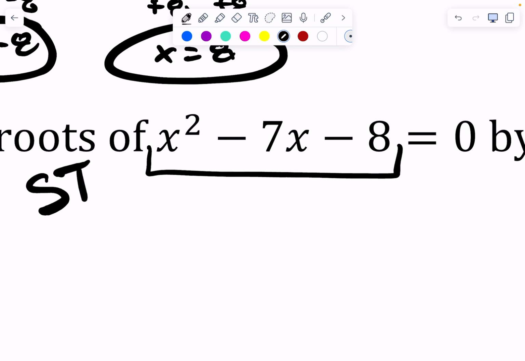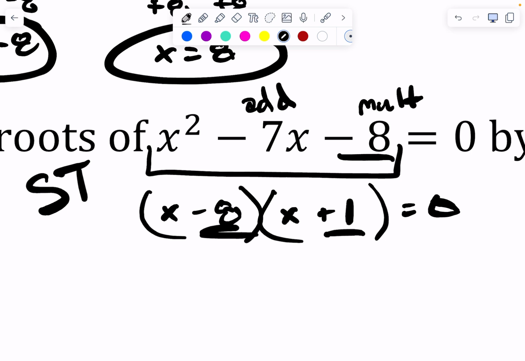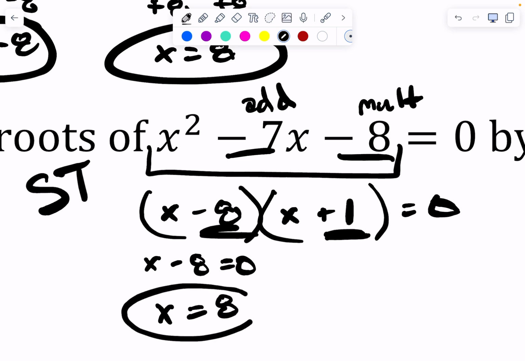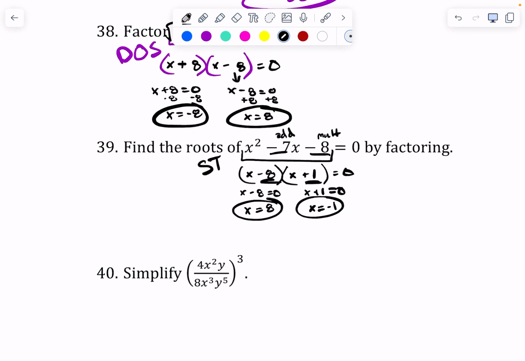Okay, 39. What is this thing? It's a simple trinomial. When I do that, I am looking to multiply to get negative 8, but when I add them, give me negative 7. Nope. Oh, wait. Positive 1 and negative 8? Yep, x minus 8 and x plus 1. Because negative 8 times 1 is negative 8, and negative 8 plus 1 is negative 7. If x minus 8 is equal to 0, then x equals positive 8. If x plus 1 equals 0, then x equals negative 1. Those are your 2. That's a simple trinomial. That's the only factoring that you have to do.